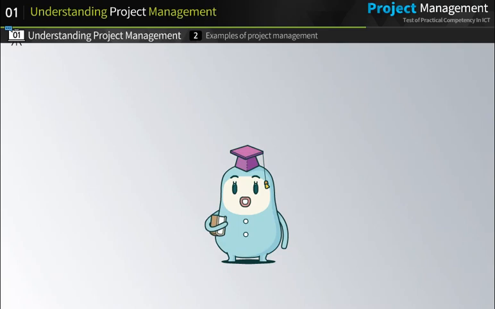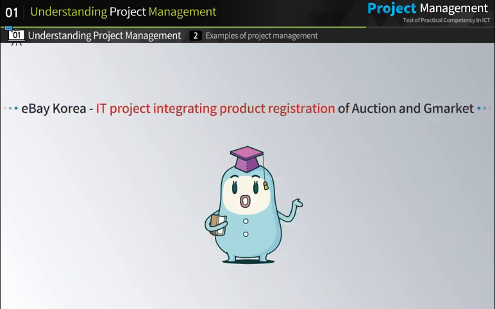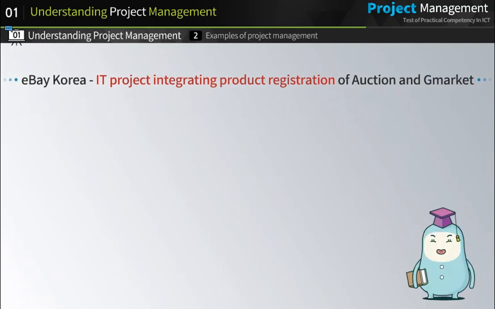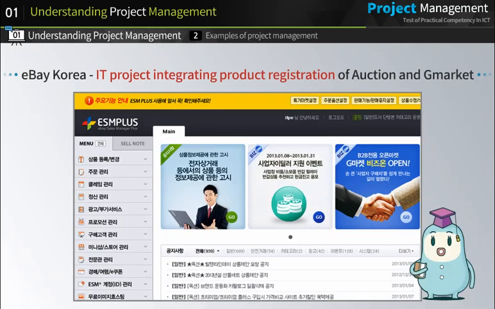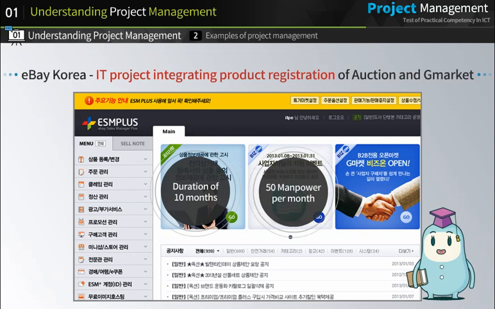Let's take a look at the examples of project management. The following is the project for integrating both web services of Auction and Gmarket to support simultaneous product registration at their e-commerce websites. That is, the registration of a product at either website will simultaneously display the product at both websites. The project lasted 10 months, and it was a medium-sized project with about 50 manpower per month.